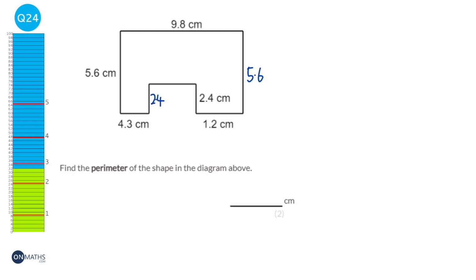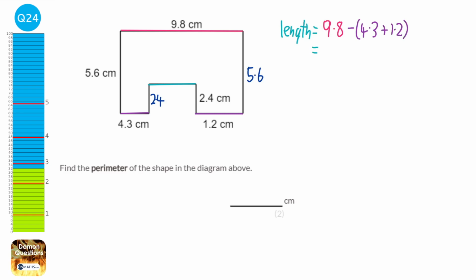This length here is going to be slightly more tricky to work out. What we do is we work out the total length across, or the total width across, which is 9.8, and we take away the bits that we know. So we take away these purple lengths at the bottom. So to work out the length of the missing bit, we're going to do 9.8, and we're going to take away the 4.3 plus the 1.2.